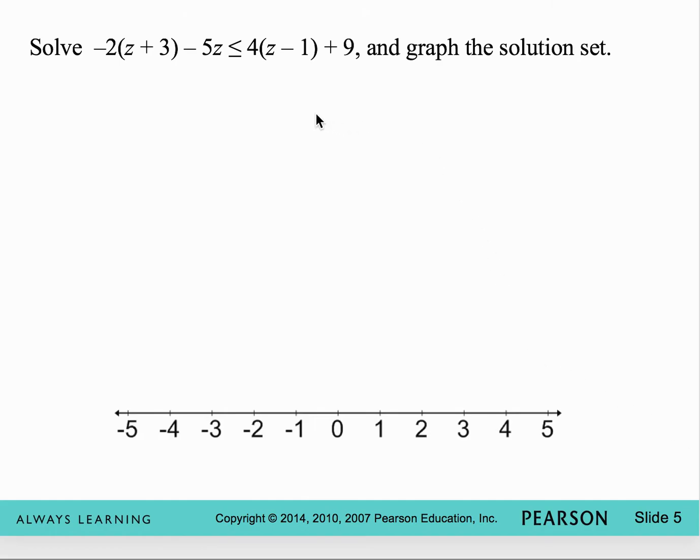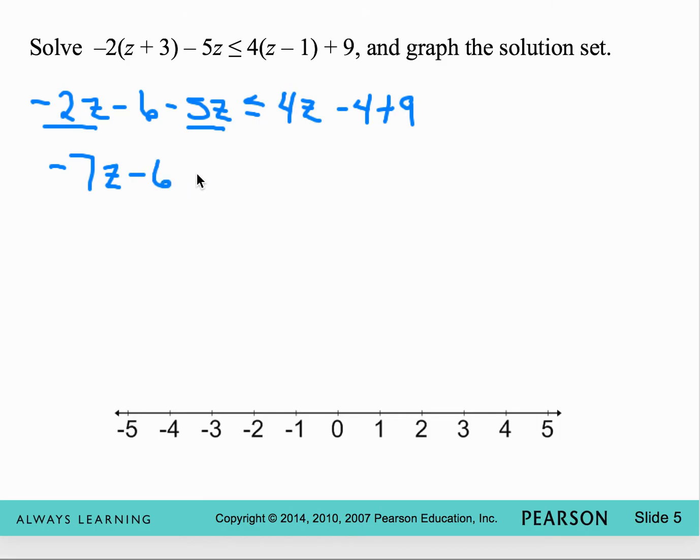All right, get rid of parentheses first. So I'm going to distribute this negative 2. So we have negative 2z minus 6 minus 5z less than or equal to, distribute this 4 to get rid of those parentheses, 4z minus 4 plus 9. Simplify each side. It's the same steps as solving an equation. So I have negative 7z minus 6 less than or equal to. Here I can combine those constants, 4z plus 5.